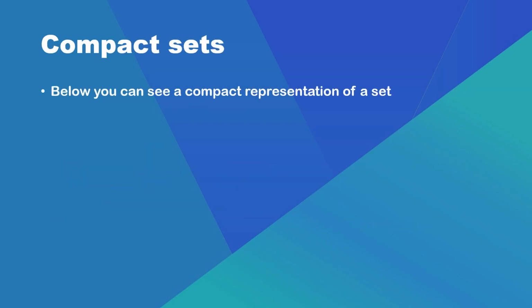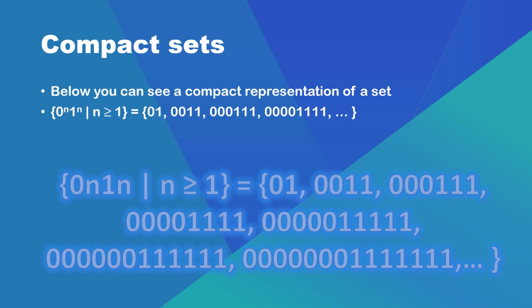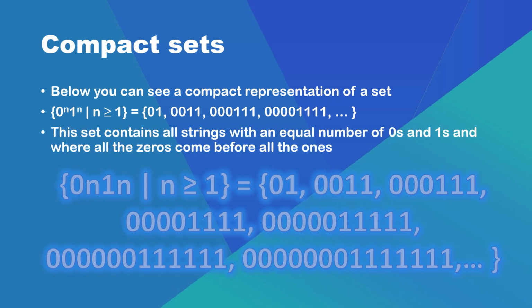Some sets are able to be represented using a more compact form. This set here, 0^n 1^n, such that n is greater than or equal to 1, means this set contains all strings with an equal number of zeros and ones and where all the zeros come before all the ones. So it would include 01, 0011, 000111, and the sequence would continue in this pattern.